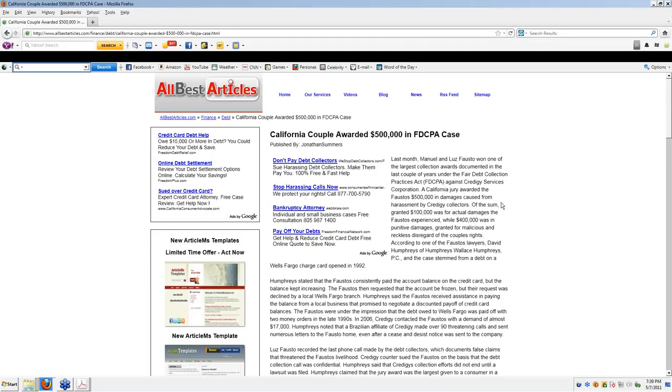According to one of the Faustos' lawyers, David Humphreys at Humphreys Wallace Humphreys PC, the case stemmed from a debt on a Wells Fargo charge card opened in '92. Humphreys stated that the Faustos consistently paid the account balance on the credit card, but the balance kept increasing. The Faustos then requested that the account be frozen, but their request was declined by the Wells Fargo branch. Humphreys said the Faustos received assistance in paying the balance from local businesses that promised to negotiate a discounted payoff of credit card balances. The Faustos were under the impression that the debt owed to Wells Fargo was paid off with two money orders in the late 1990s.